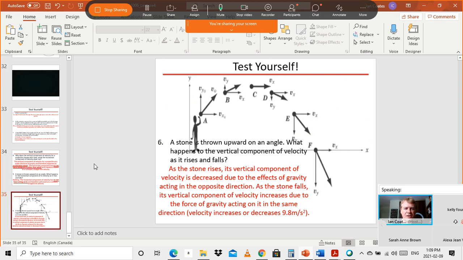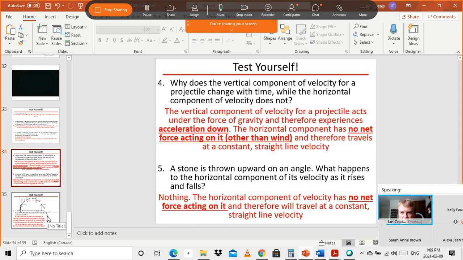Last question here, and this is the last slide. A stone is thrown upward at an angle. What happened here as it rises and falls?